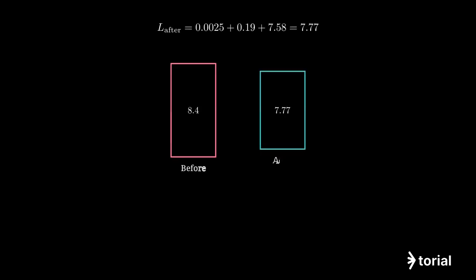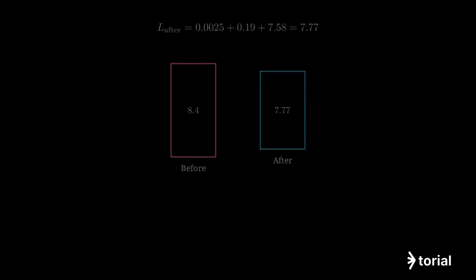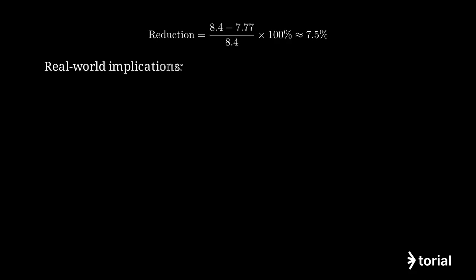The average path length decreases from 8.4 to 7.77, a reduction of about 7.5%. This reduction has important implications for network efficiency. A single hub node reduces average path length by approximately 7.5%. This effect explains why hub nodes are so important in real networks.